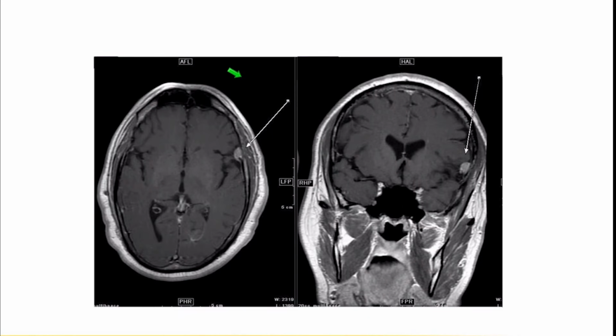Next is a completely asymptomatic, incidentally discovered meningioma. This is a 76-year-old that presented with what we call a transient ischemic attack. She suddenly lost her vision in her right eye for 2 or 3 minutes. It just blacked out and then came back.